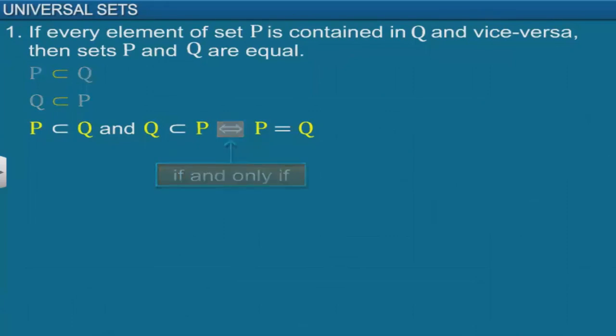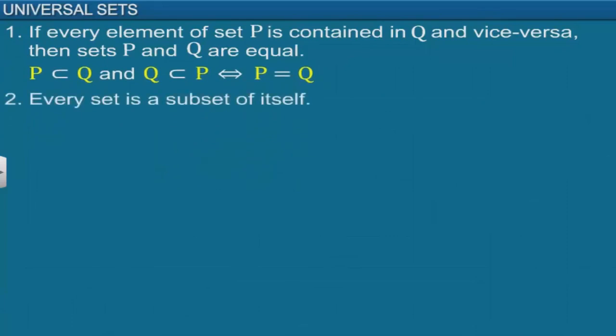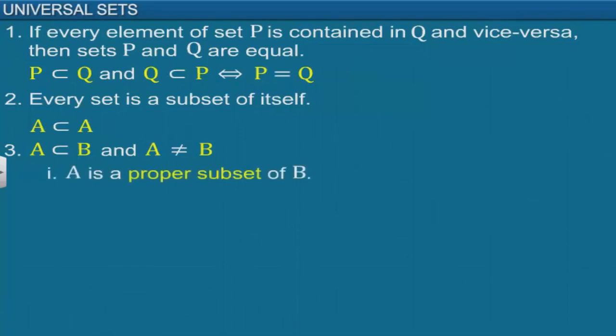The next observation is that every set is a subset of itself. This is symbolically written as shown. The third observation is that if a set A is a subset of B and A is not equal to B, then A is called a proper subset of B and B is called the superset of A.